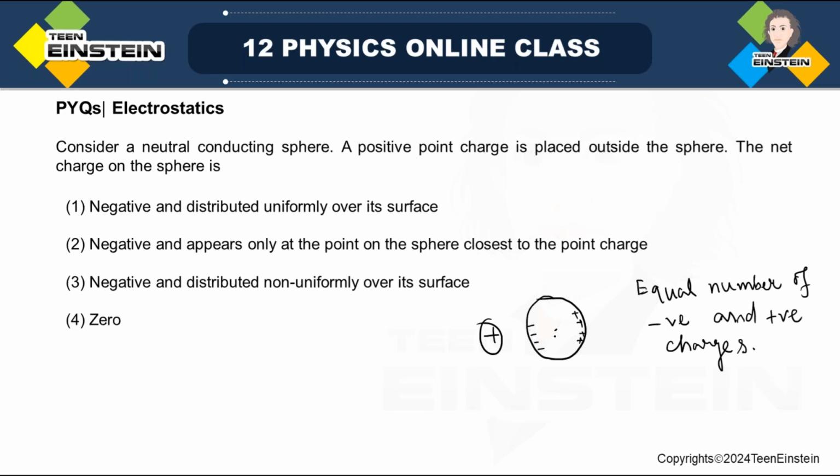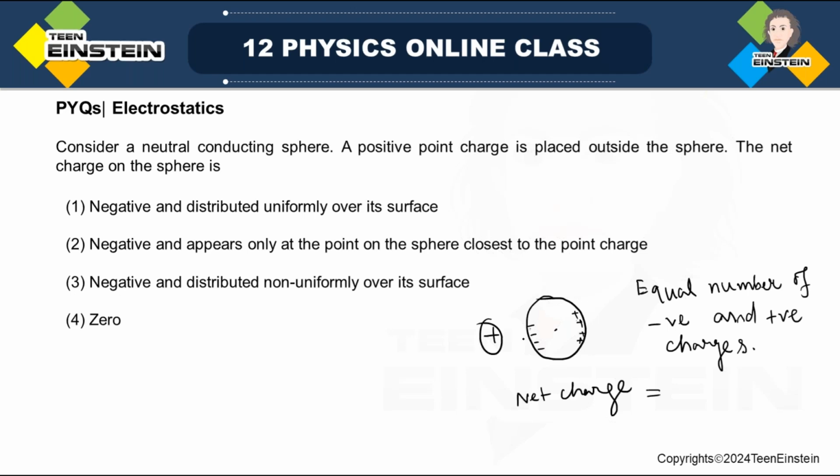So the number of positive charges going at the rear surface, those many negative charges will appear near to the positive charge outside. Okay, so you will see this thing. But net charge, what is that? Since it was neutral earlier, net charge is going to be zero, because the positive charge and negative charge will ultimately cancel each other.